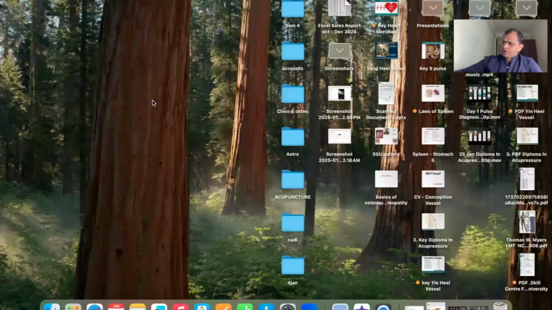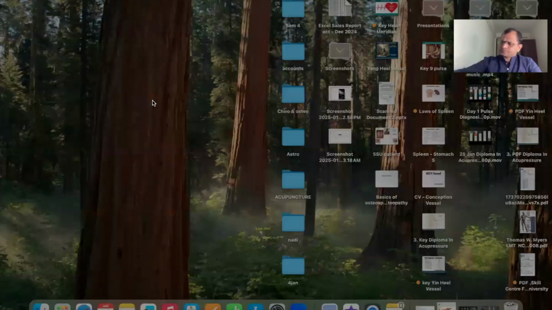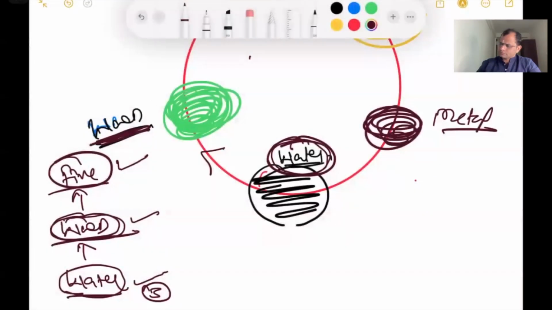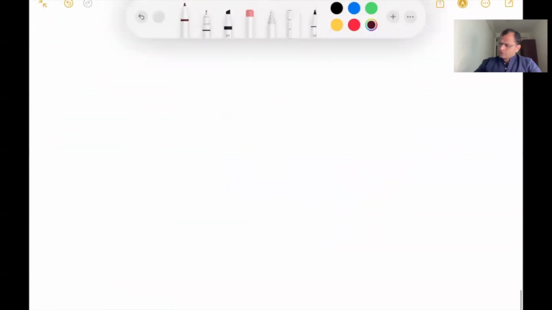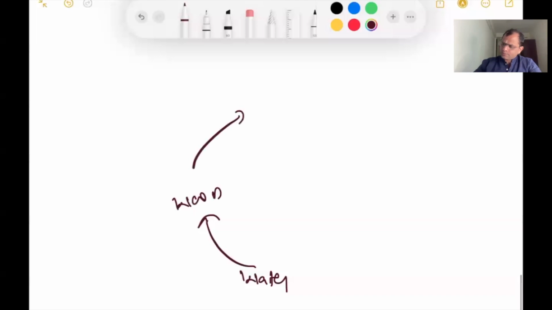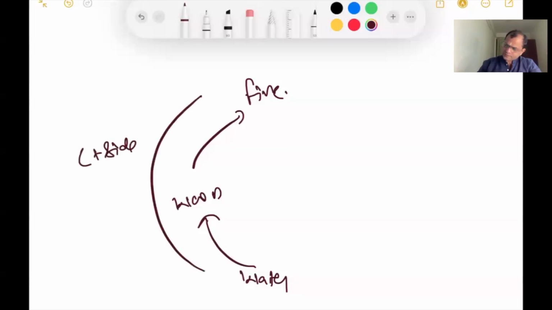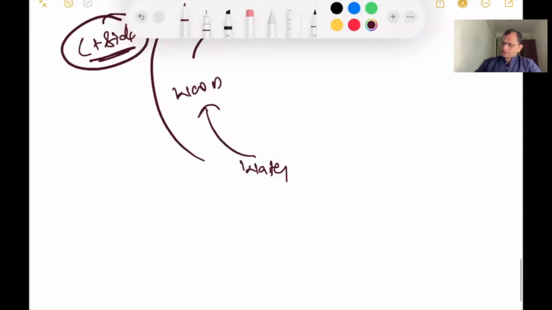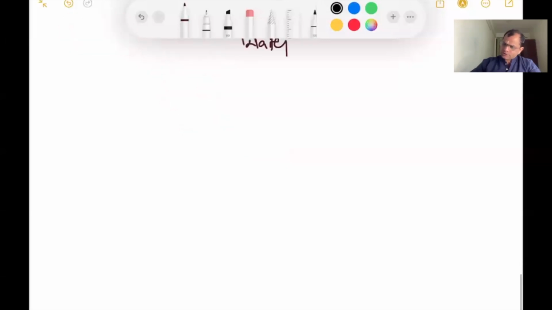So bring your focus here again. So this is the water. From the water there is the origin of wood. From the wood there is the origin of fire. So this is the pulse on the left side. So we are checking this pulse in the left hand.